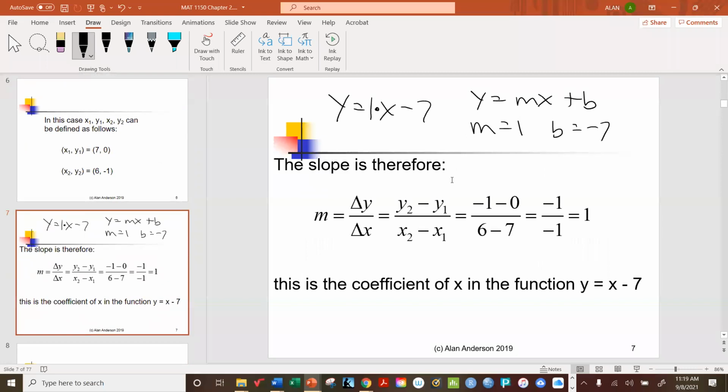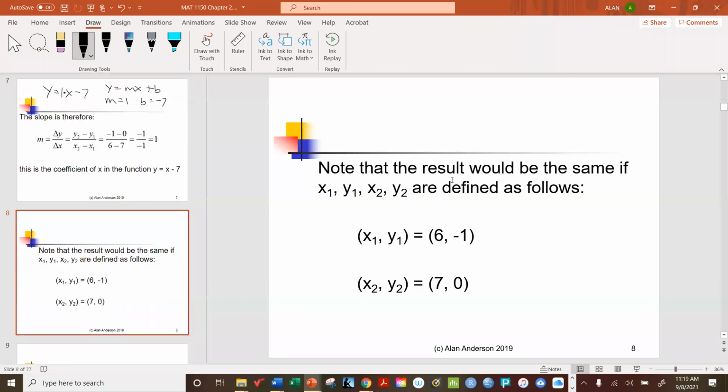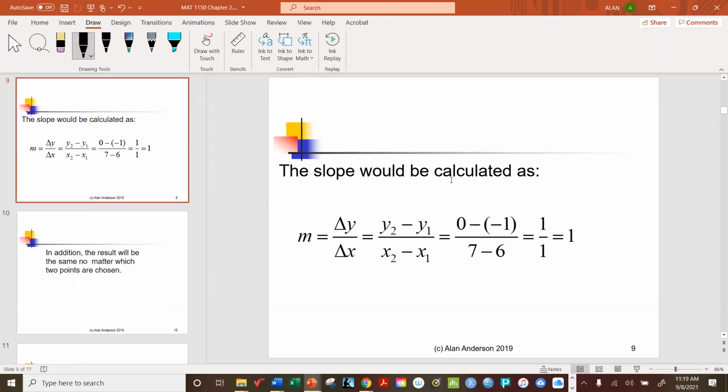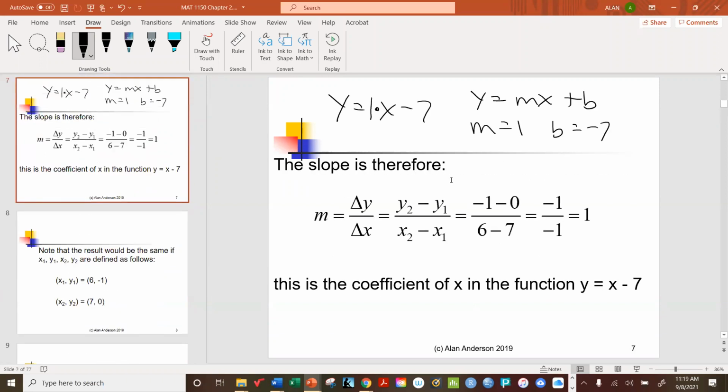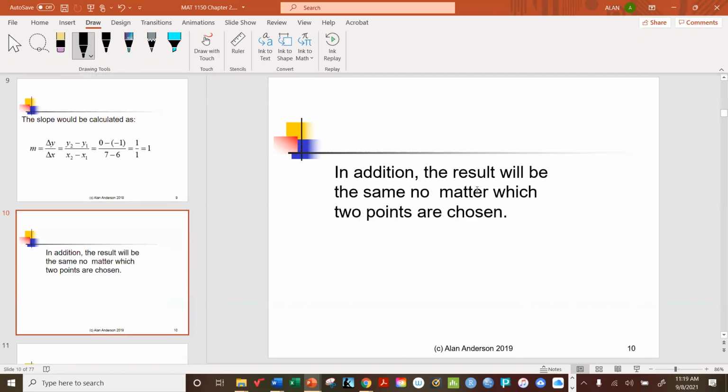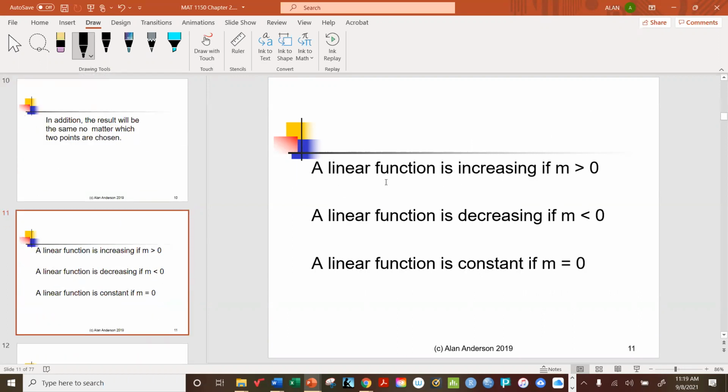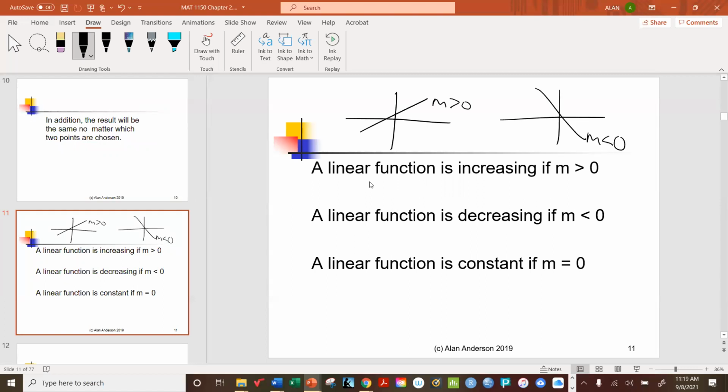Okay, what else do we need to know here? I just wanted to point out here that it doesn't matter which point was 2 and which was 1, we'll still get the same result, which is good. Now, you can tell a lot about a function by the slope. If the slope is positive, then you'll end up with something like this. If the slope is negative, it'll look like this. And if the slope is 0, you'll end up with a flat line.